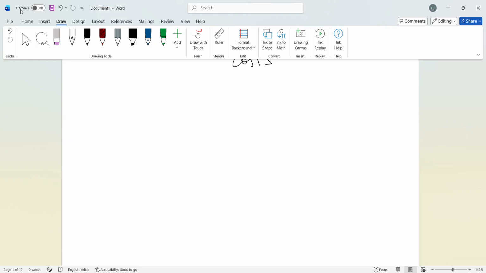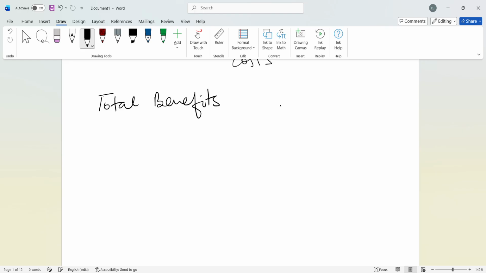Any person would look at the benefits, the total benefits that person is getting, and he will also look at the total costs that person is actually incurring in getting a good or a service. All right. So let's say I am buying an umbrella.